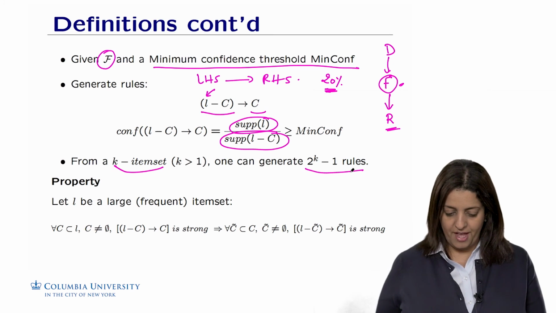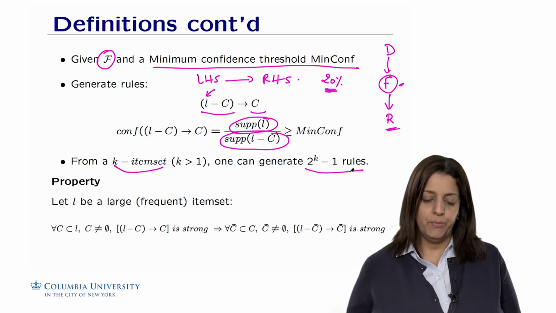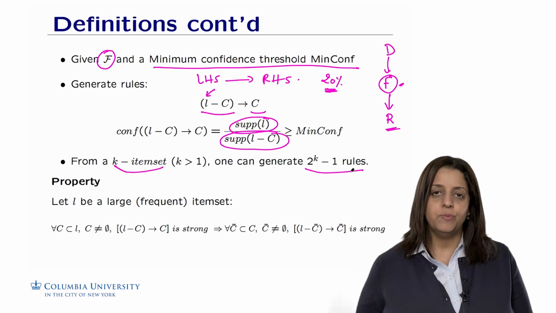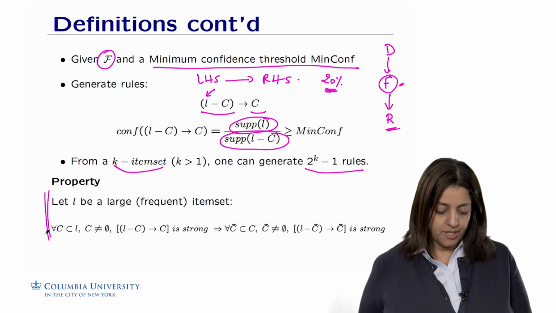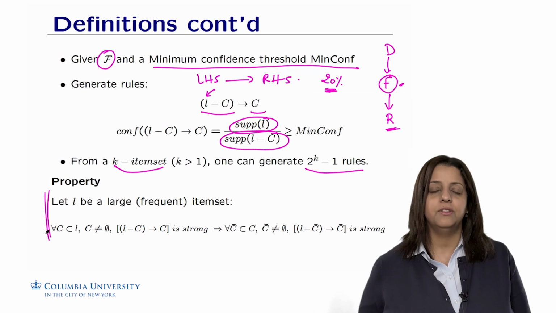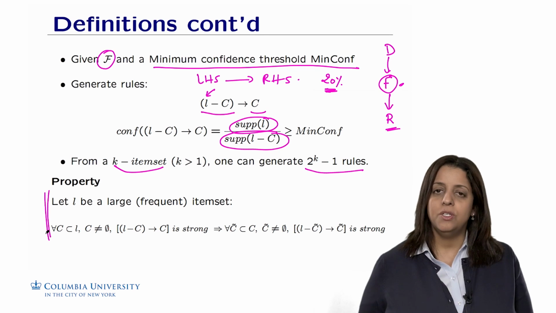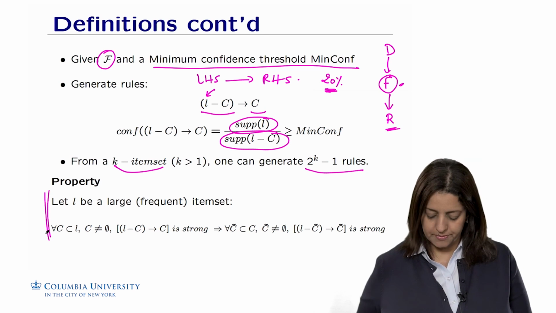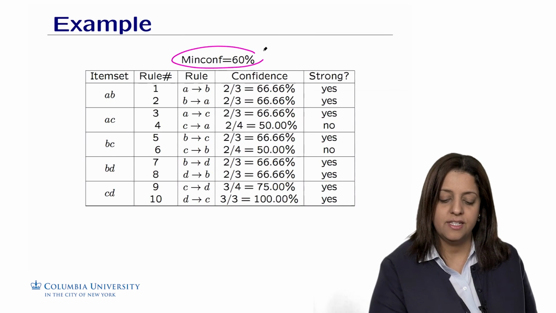This is possible thanks to another property that was introduced by Agrawal and his coworkers. It means that if a rule with consequence C is solid, then all the rules with consequences that are subsets of C are also solid. We're going to see in the example how this property helps us generate just the rules that are strong. Suppose we have a minimum confidence of 60%.